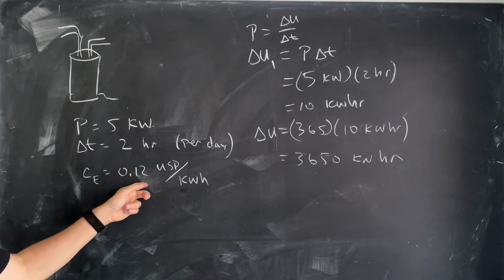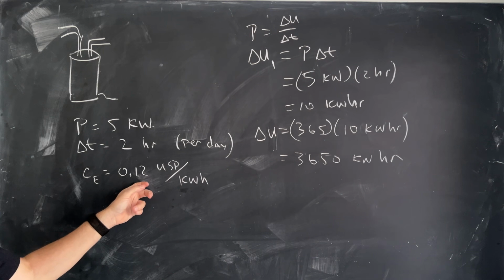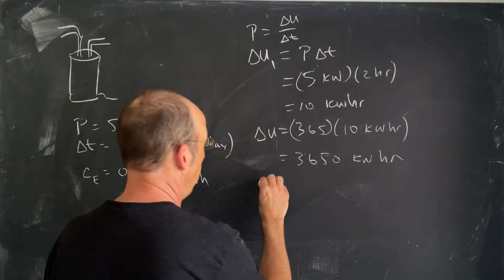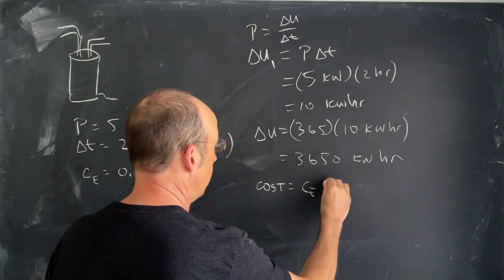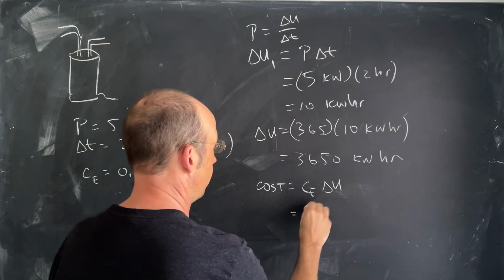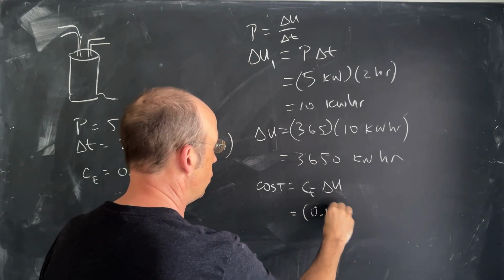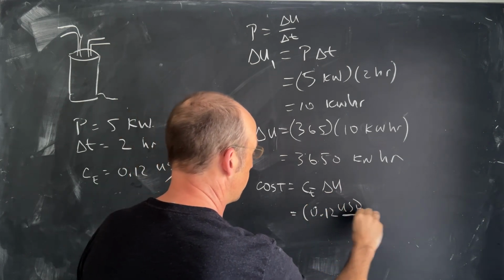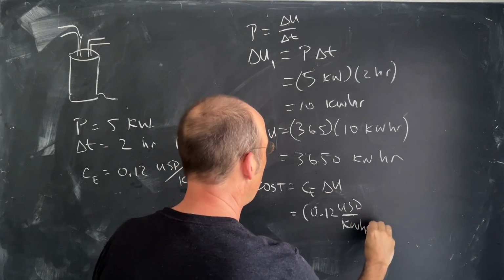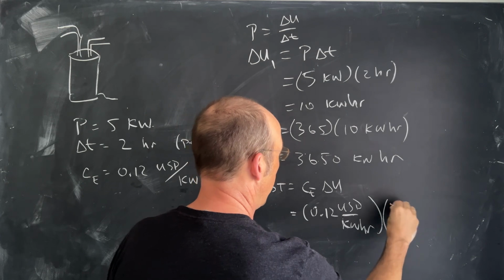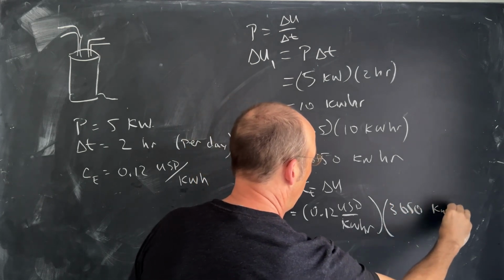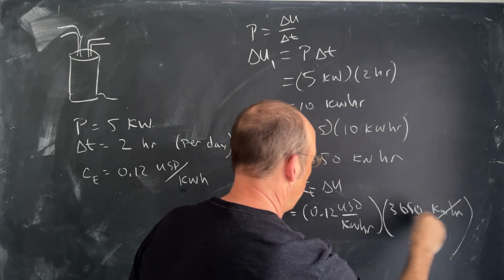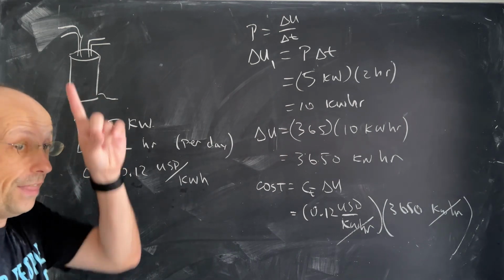Now, I need to pay 12 cents for every one of those kilowatt hours. So my cost is going to be the cost for energy times the energy. So that's going to be 0.12 US dollars per kilowatt hour. See how we didn't have to switch units? And here we have 3,650 kilowatt hours. Kilowatt hour cancels. That's the key right here.